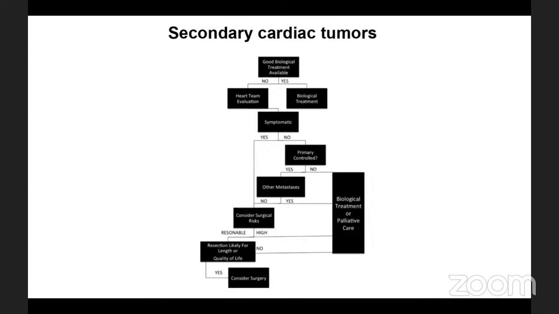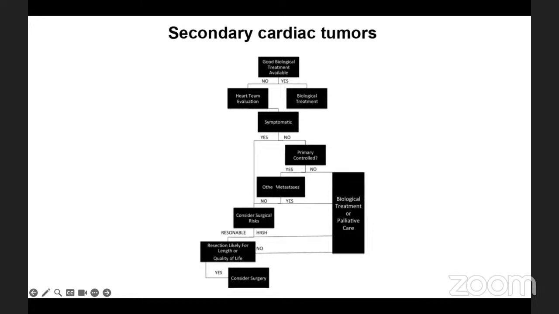The second question I want to ask: is the primary tumor under control? If it's under control, then I may consider operating on this patient. If the primary tumor is not under control, then this patient goes for palliative care. Let's say the primary tumor is in the lung and it has metastasized to the heart. Then I want to ask, does the patient have any other metastasis other than the heart? If he has a lot of other metastases, for example in the brain or elsewhere, then I say no, I'm not going to operate on this patient. This patient goes for chemotherapy and palliative care.